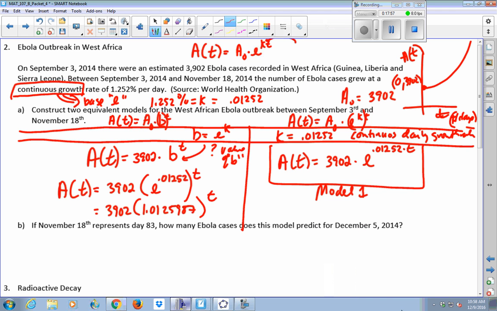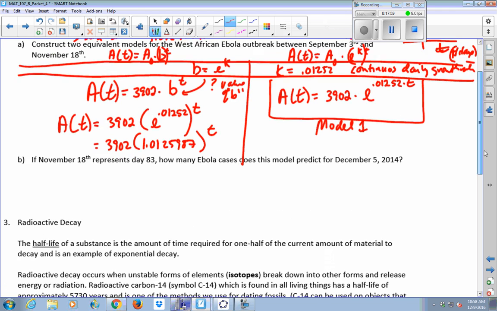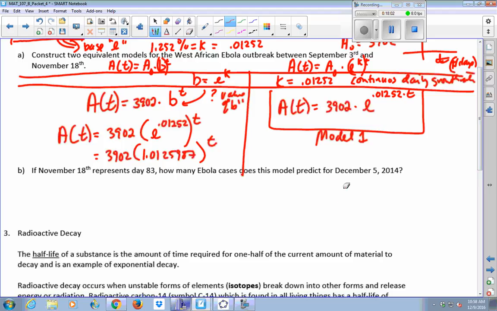Okay, so you can use either one of these models now to answer this next question. Back in fall of 14, this class was on December 5th. So that's why I picked December 5th that day. I said if November 18th represented the 83rd day after September 3rd, how many Ebola cases would you predict for December 5th? So we figured out that December 5th represented t equals 100 days after September 3rd. And so it doesn't matter which of these models you use.